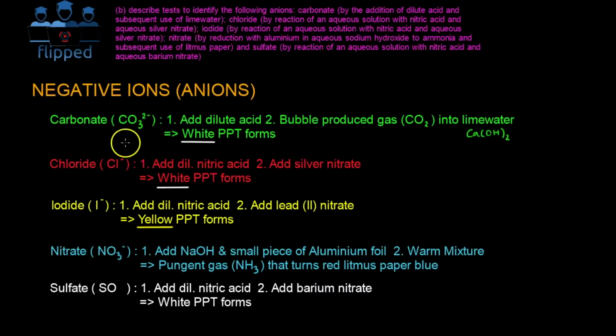First we have carbonates, which are CO3 2-. How do we identify them? Basically we add dilute acid to it, and then we bubble the produced gas, which is CO2, into lime water. Lime water is calcium hydroxide. And what we observe is that a white precipitate will start to form.